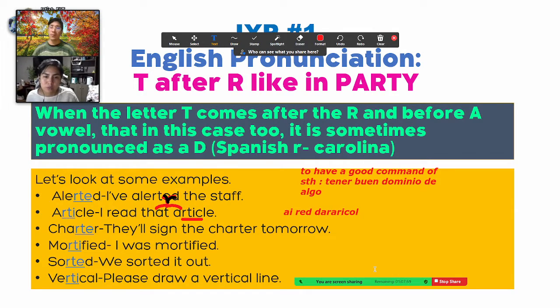They sign the charter tomorrow. Yes. Remember that sign, firmar. Sign is not sing. Okay, sign. They'll sign. They sign the charter tomorrow. Next one.